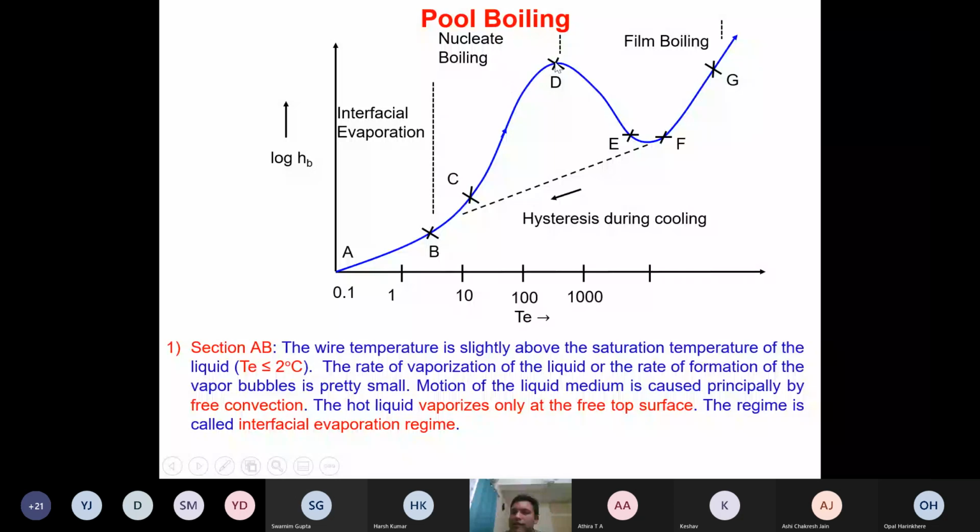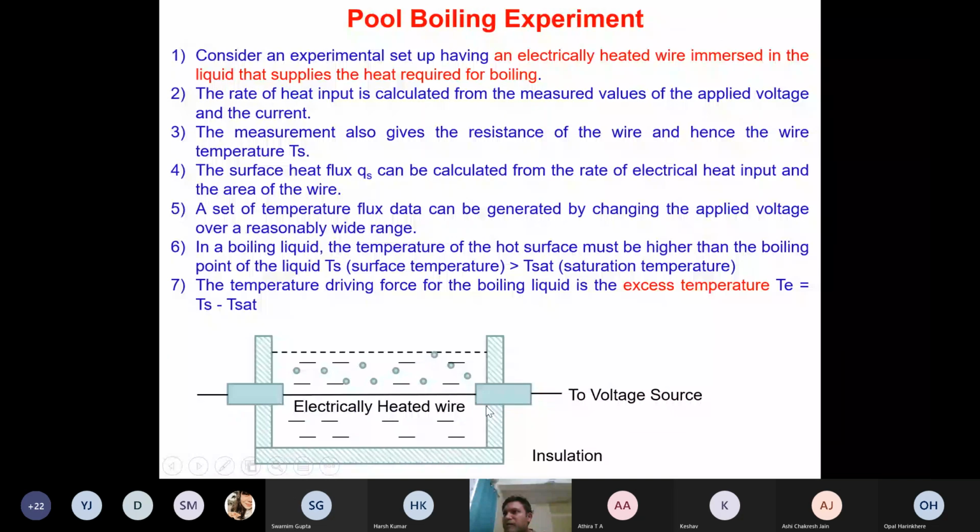What happens beyond point D? Beyond point D, the bubbles which are getting formed on the surface of this wire start collapsing directly on the surface itself, and that starts forming a film around this wire. Since a stable film is formed there, and the gas has a lower heat transfer coefficient compared to the liquid, the heat transfer coefficient starts decreasing, and that is what is seen here. So from point D onward, the heat transfer coefficient decreases because film formation takes place, and this film also leads to additional resistance for the heat transfer.